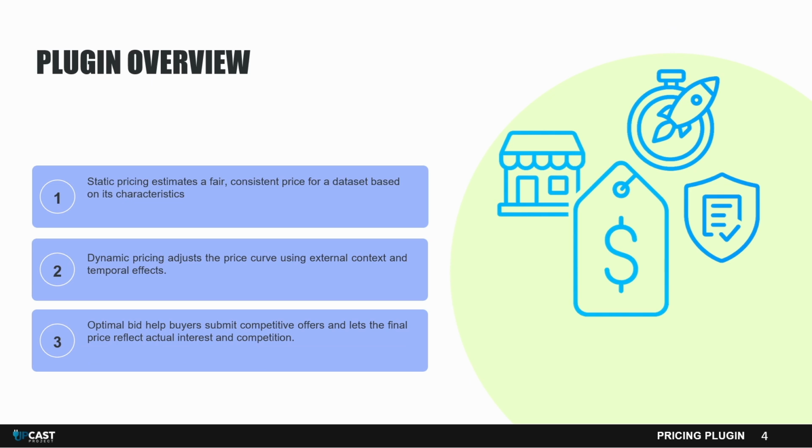The optimal bidding feature applies advanced mathematical models to recommend bid amounts that balance winning opportunities with profitability. This helps bidders confidently participate in competitive data auctions, even when datasets are limited.